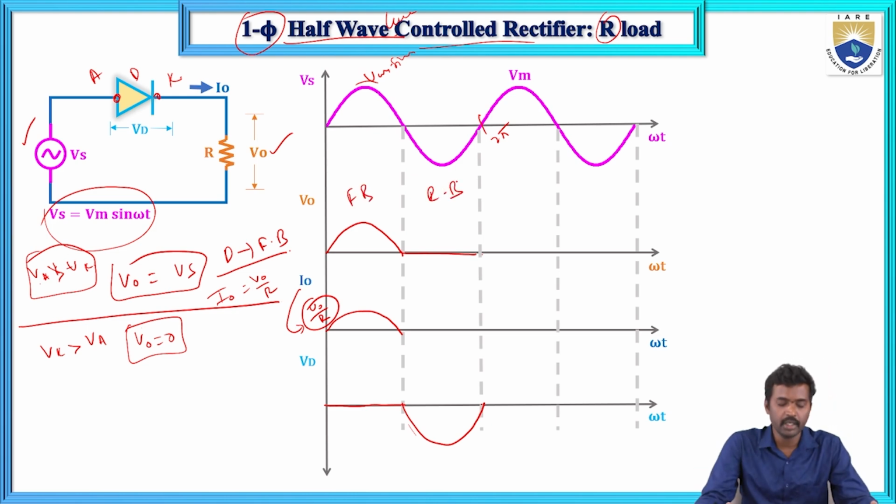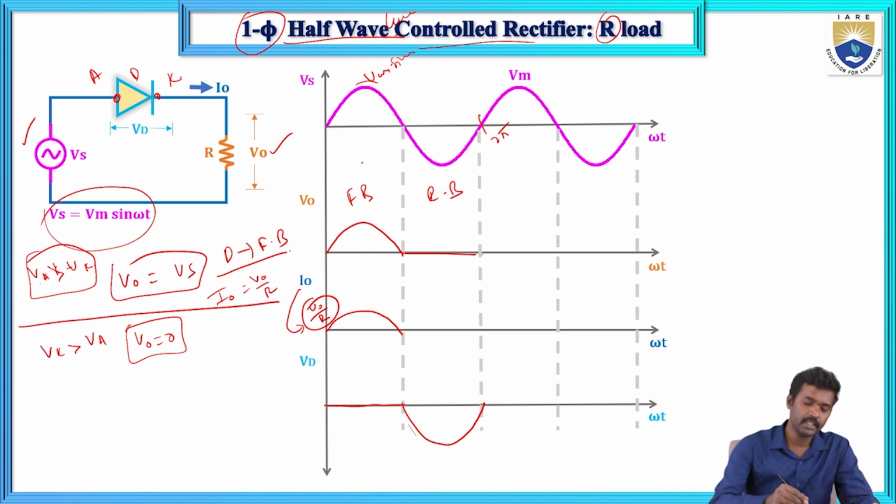Let me explain again. First, during forward bias condition, the anode voltage is greater than the cathode voltage. Now the diode acts as a short circuit, and the diode voltage is 0. The supply voltage is developed across the output voltage. So V0 is a resistive type of load, so this output current follows the supply voltage. The same voltage is developed across this, Vs equals V0.